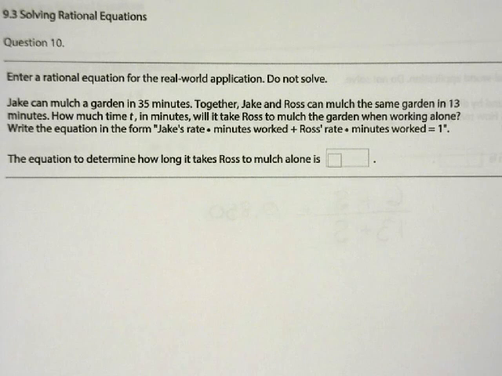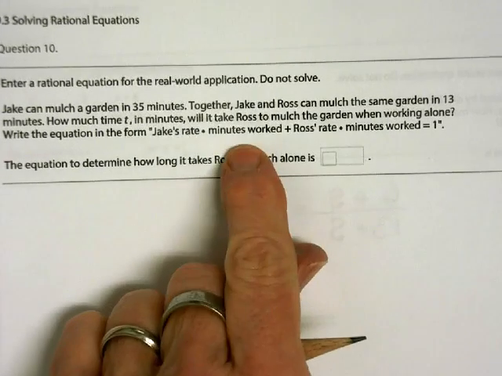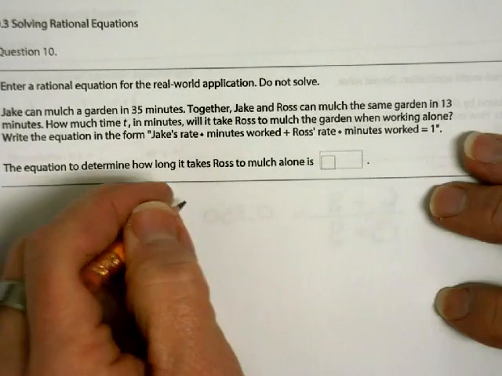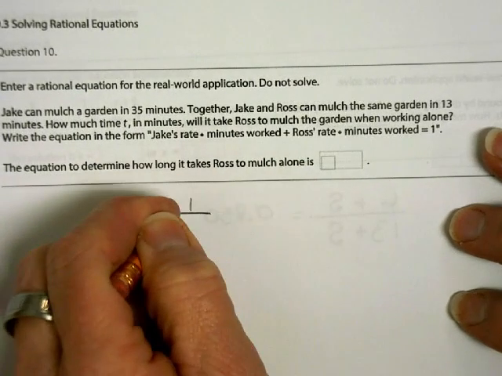Together, Jake and Ross can mulch the same garden in 13 minutes. So if you take Jake's rate and add it to Ross's rate, it should equal the combined rate of one job in 13 minutes. So we have to figure out how long it takes Ross alone. Write the equation in the form where you take Jake's rate times minutes worked plus Ross's rate times minutes worked equals 1. So you're not any closer than I was when I first read this problem. The minutes worked is the minutes worked together. And I'll show you how I figured that out.